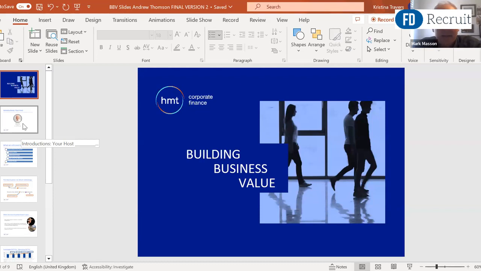I'm a director with FD Recruit, and we are leaders, if not the leading finance director and CFO recruitment group in the UK. Today's event is about building business value, and Andrew Thomson has very kindly agreed to lead this.